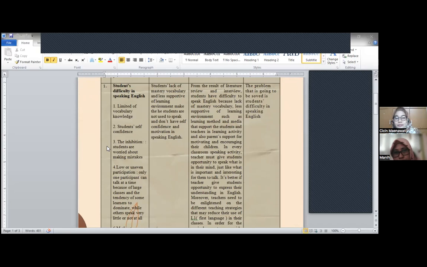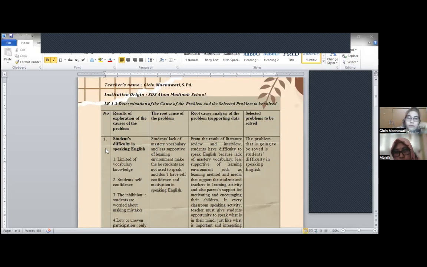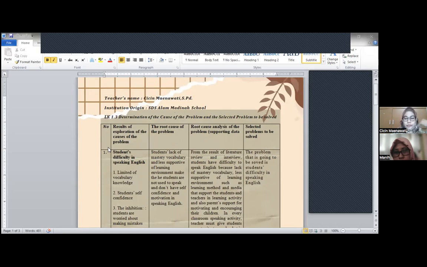But for the result of exploration here, the cause of the problem, simply take it from the previous students' worksheets, because that's what you guys did. Similar with the 1.1 student worksheets, the result of 1.1, you are going to put it also on 1.2. And then the result of 1.2, you're going to put it on 1.3. And then the last, you're going to make two problems only that you're going to solve, to make the teaching document, and then implement the two problems here for the teaching practice.